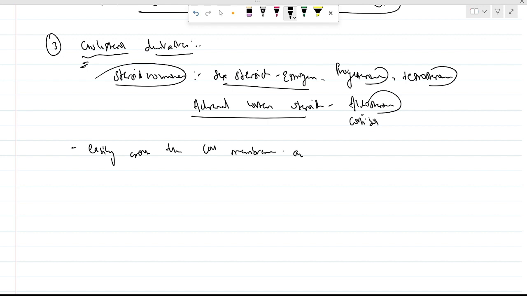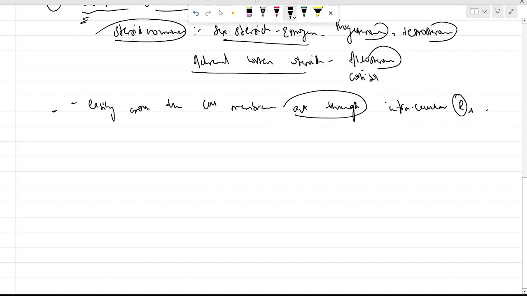They act through intracellular receptors. Through these intracellular receptors, they easily cross through the membrane and act through the intracellular receptors, that is, receptors present inside the cell.